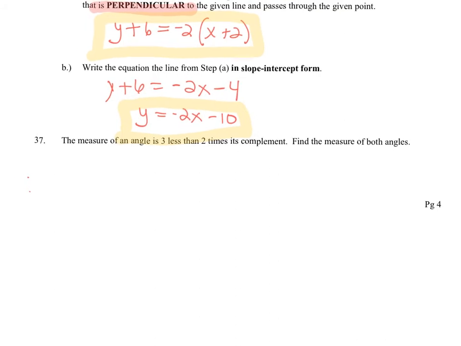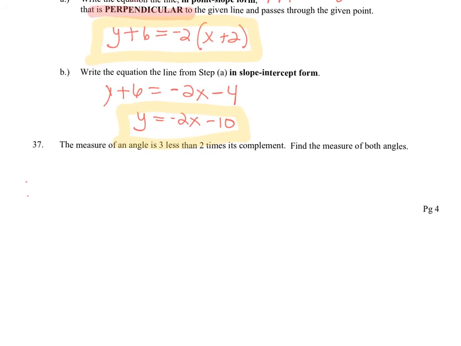All right. Number 37 tells us the measure of an angle is 3 less than 2 times its complement. Find the measure of both angles. So we're looking for the measure of two angles here, so I have two unknowns. I'm going to say that I have my first angle and my second angle.